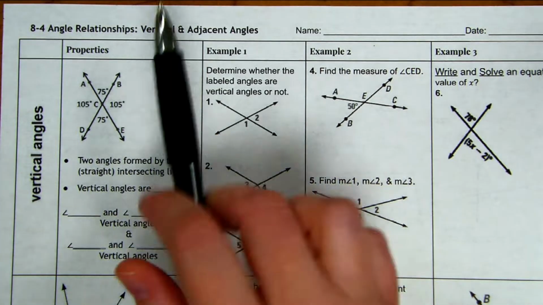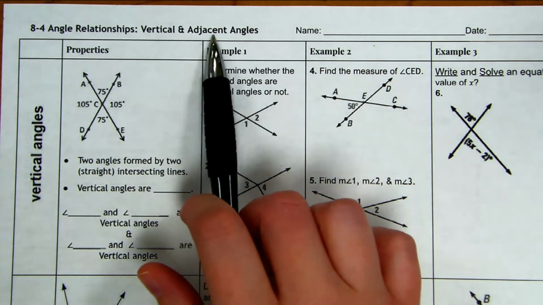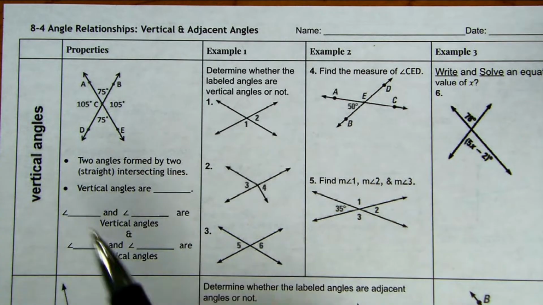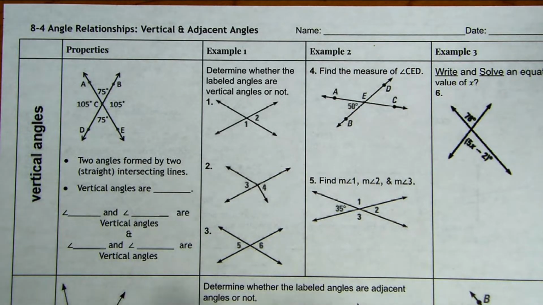On this side of the page we have vertical and adjacent angles. This has to do with the location or placement of the angles. On the back we'll talk about complementary and supplementary angles. Those have to do with the degrees of the angle measures and how they relate to each other.